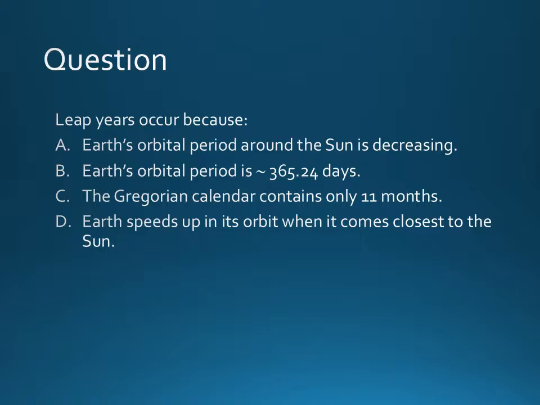Leap years occur because A. Earth's orbital period around the sun is decreasing, B. Earth's orbital period is approximately 365.24 days, C. The Gregorian calendar contains only 11 months, or D. Earth speeds up in its orbit when it comes closest to the sun. The answer is B. Earth's orbital period is approximately 365.24 days.